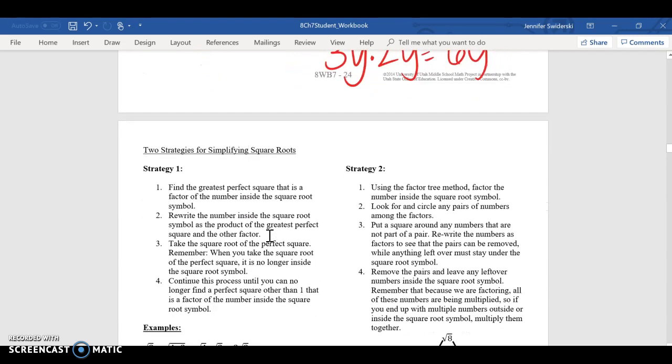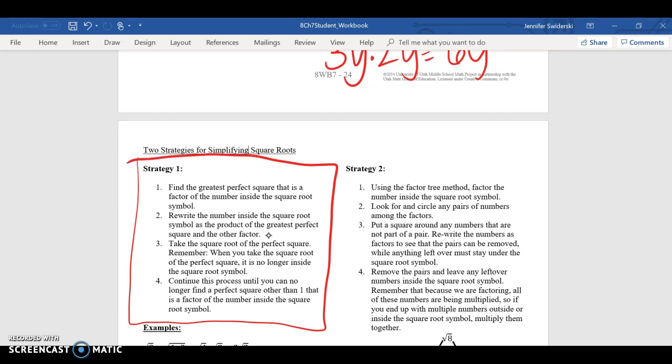So there are 2 different strategies. In this video, we're going to work with strategy 1. So hear me out on this, okay? Your first goal for strategy 1 is to find the greatest perfect square that is a factor of the number inside the square root symbol. You're going to rewrite the number inside the square root symbol as the product of the greatest perfect square and the other factor. You're going to take the square root of the perfect square, and remember that when you take the square root of the perfect square, it's no longer inside.